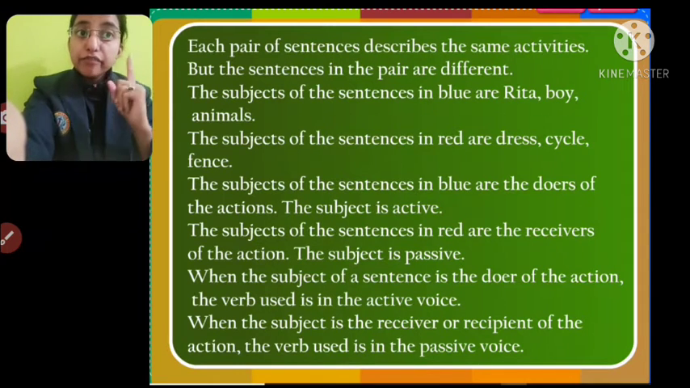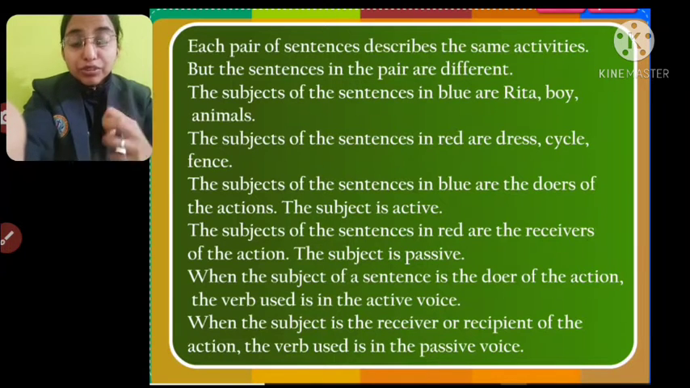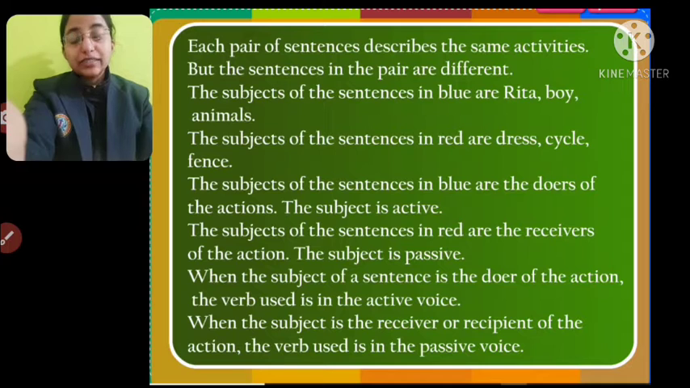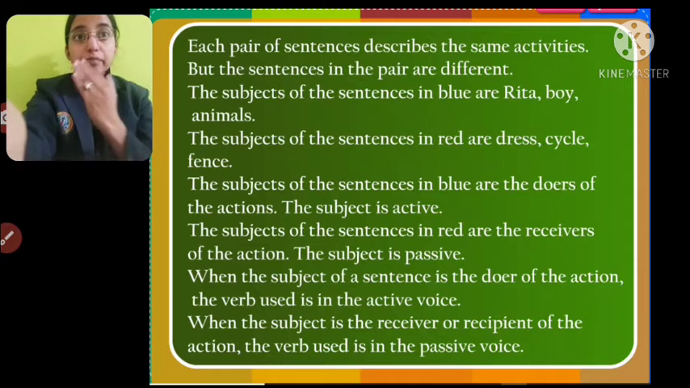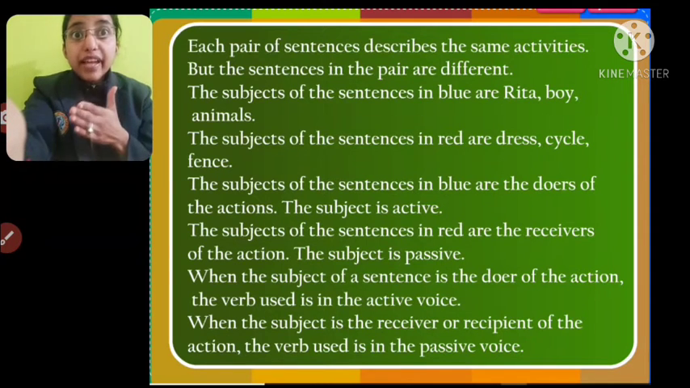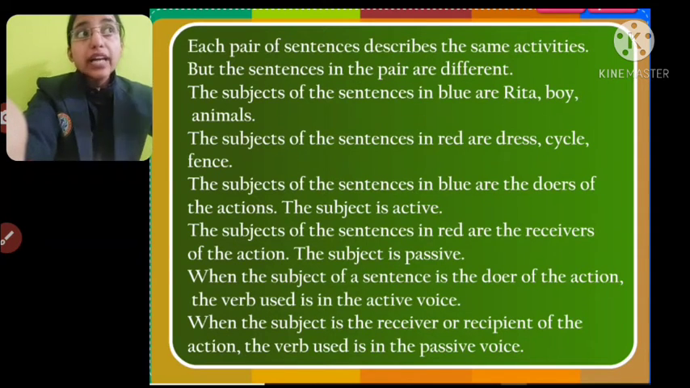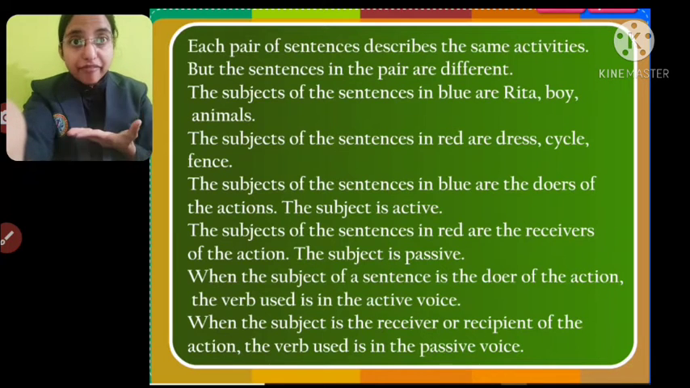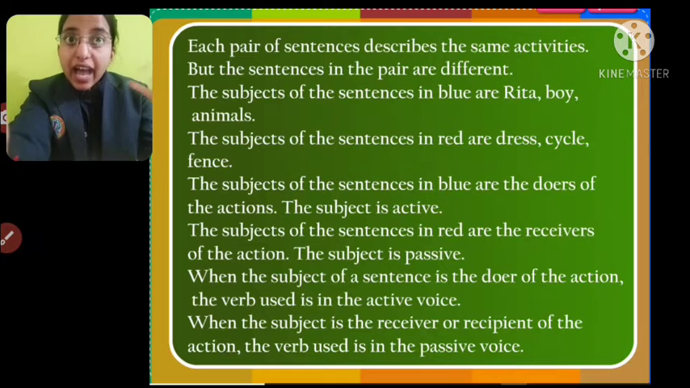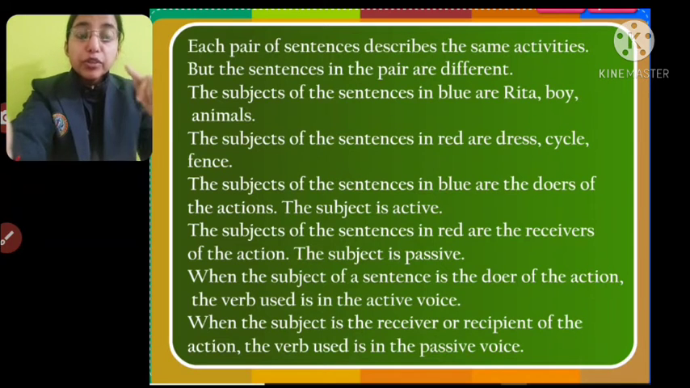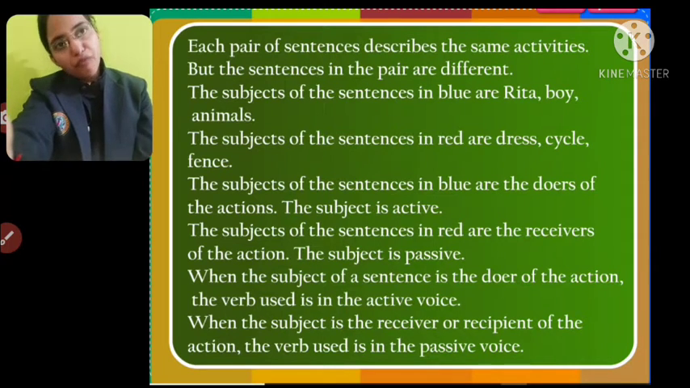When the subject of a sentence is the doer of the action, the verb used is in active voice. When the subject is the receiver or recipient of the action, for example, यहाँ पर the fence was broken by the animals, वो action, the fence क्या था? वो action receive कर रहा था by animals. So the verb used is in passive voice.